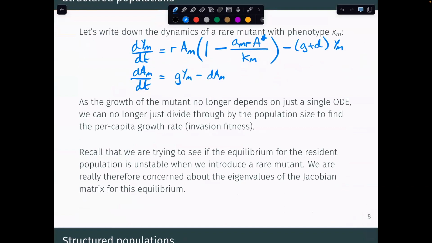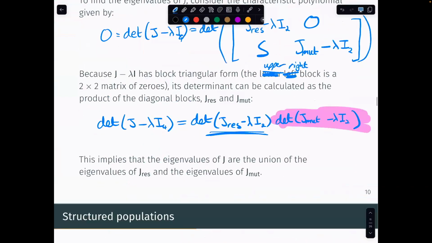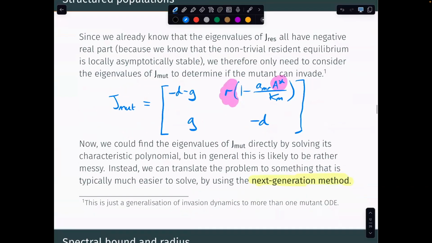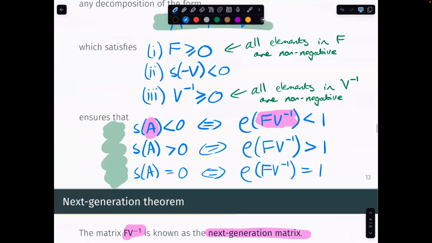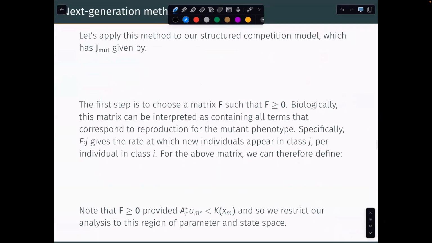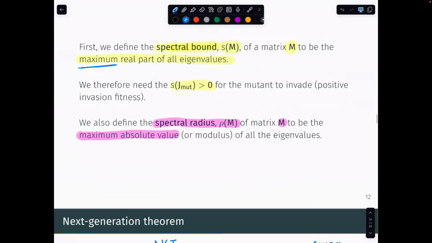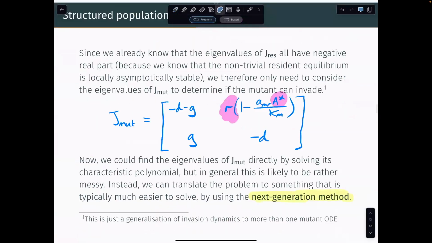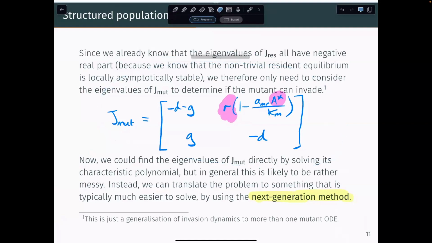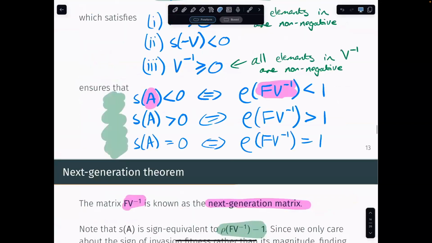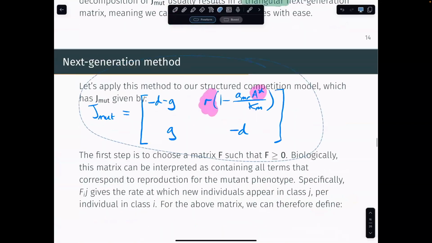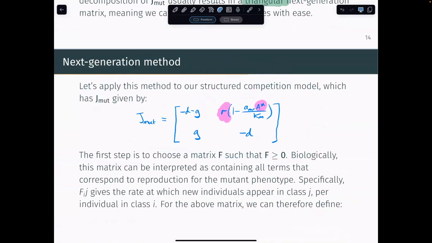So we've got young individuals, we've got adult individuals. We can write down a Jacobian for those invasion dynamics. Now let's decompose this Jacobian in a sensible way. In fact, I'm going to copy the Jacobian down here just so we've got it handy again. So we're taking this Jacobian matrix that we found earlier, and we're going to be decomposing this matrix to find its next generation matrix, okay?